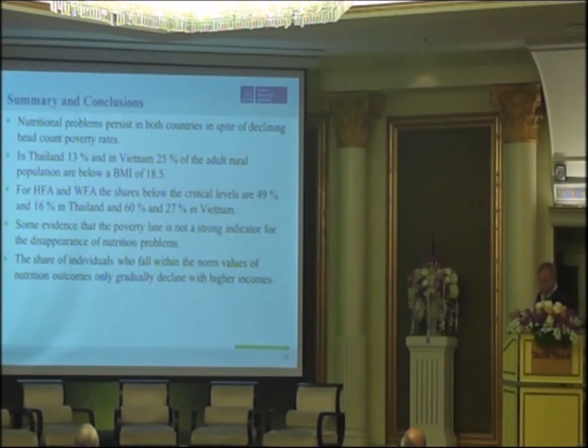There is a substantial proportion also above, so that means obesity. For height for age and weight for age, the shares below the critical levels, so for height for age, they are much higher: 49 and 16% in Thailand, and 60 and 27% in Vietnam. Some evidence that the poverty line is not a strong indicator for the disappearance of nutrition problems. I think that's probably not something new, but at least you can say that's what we find. So maybe it's not completely wrong what we observe over time. The share of individuals who fall within the norm values of nutrition outcomes only gradually declines with higher income. So it goes a lot slower than what happens in poverty reduction.